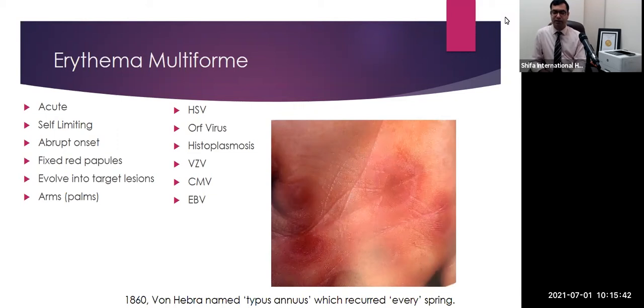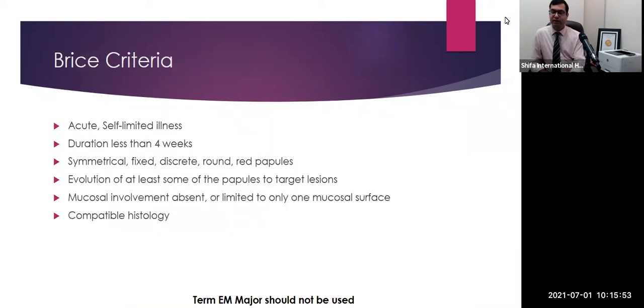Now, this was first reported in 1860 as typhus annus, because it was occurring every spring in that patient, and was reported by von Hebra. Now, there is a Bryce criteria for EM or erythema multiforme. It should be self-limiting, less than 4 weeks, symmetrical, fixed. But again, this criteria looks at retrospective rather than active lesions. Mucosal involvement is usually absent, or it's only one mucosal involvement as compared to SJS and TEN, and compatible histology.